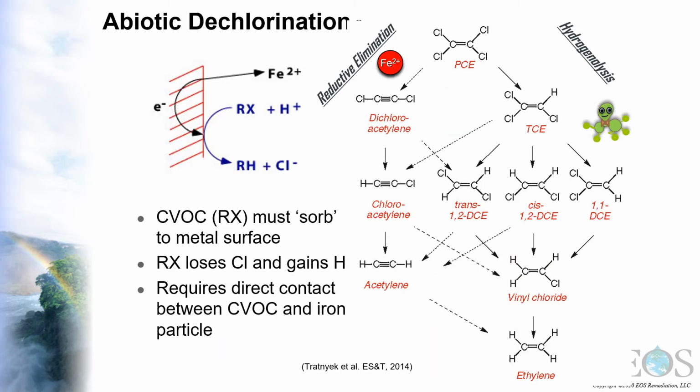Here we can see the complete breakdown of PCE to ethene, and we have reductive elimination on the left-hand side and hydrogenolysis on the right-hand side, or just normal biodegradation. Okay. Now it's critical that for the reductive elimination to occur, the PCE and the ZVI come into direct contact.